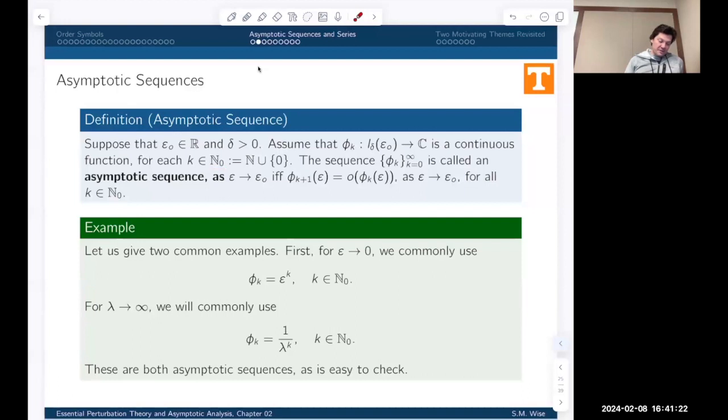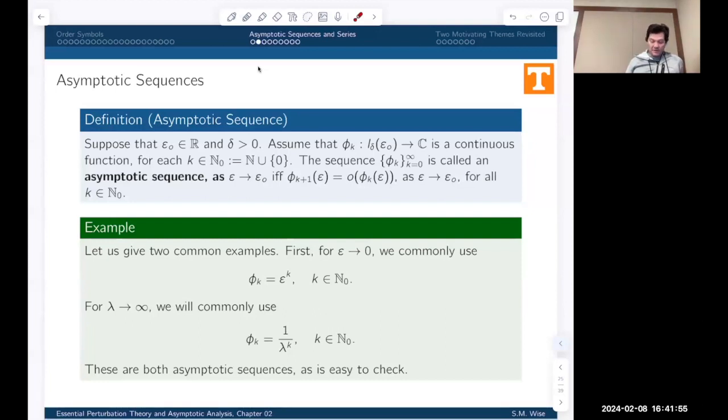This sequence is called an asymptotic sequence as epsilon goes to epsilon naught if and only if phi k plus 1 of epsilon is little o of phi k of epsilon as epsilon goes to epsilon naught. Let me give you a couple of examples and you'll realize that asymptotic sequences are things you've seen before and could only be this. So here's the first common example. Remember, you have to understand the neighborhood in which you're working.